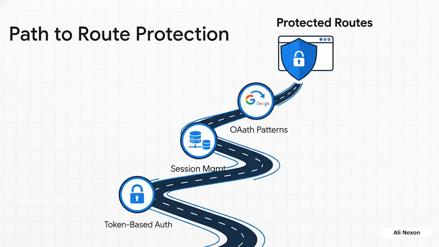So if your big goal is to lock down the routes in your Next.js app, here's your checklist. This is where you start. You have to get comfortable with how tokens work. You need to understand the pros and cons of sessions, and you've got to know how to use OAuth. Check these 3 boxes, and you're ready to build something truly secure.